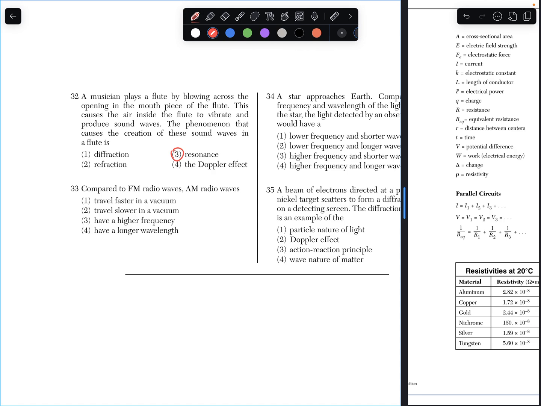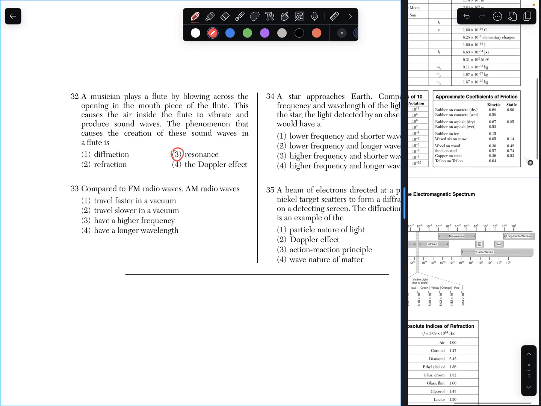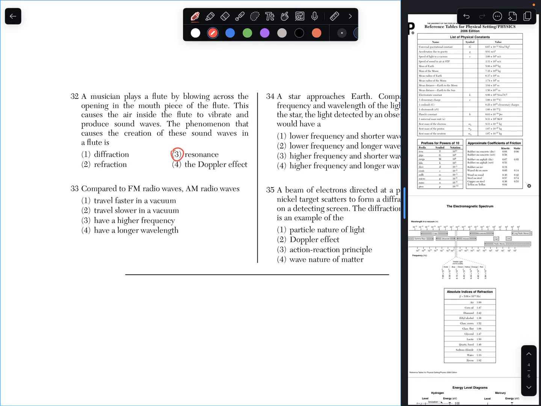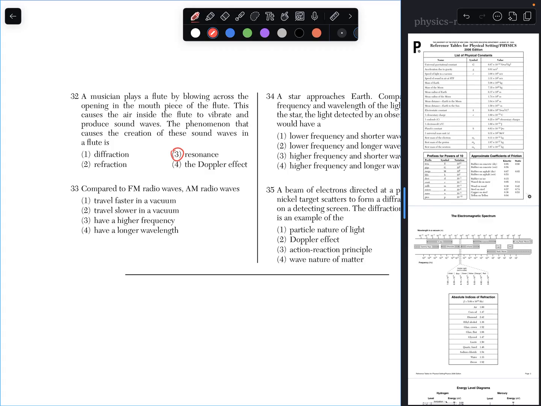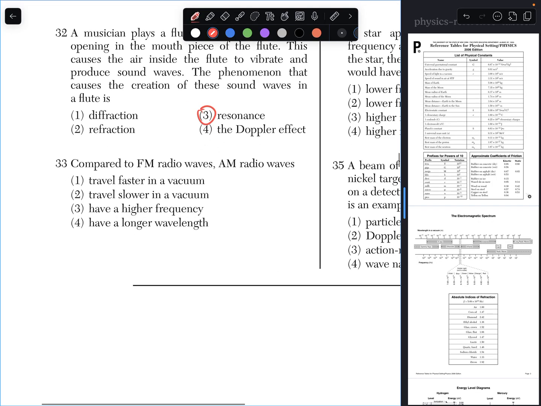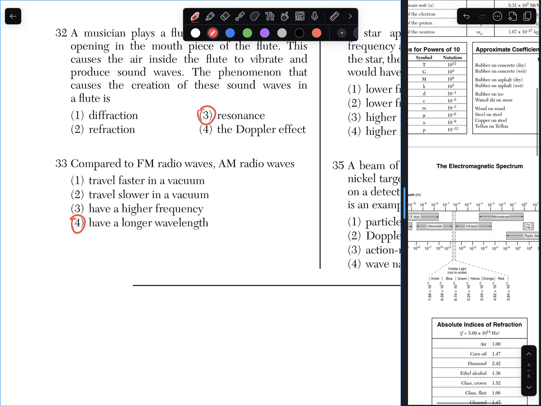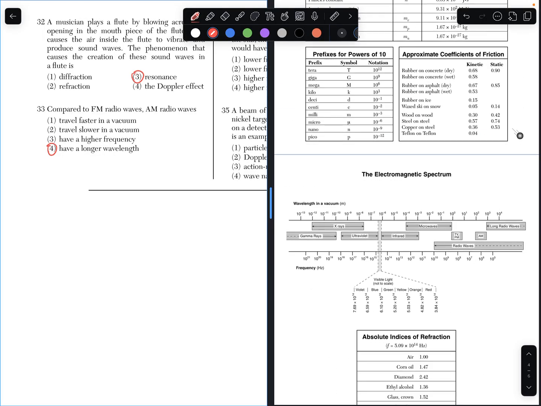Okay, compared to FM radio waves, AM radio waves. So let's look at the chart here. AM has higher wavelength. Okay, well, actually AM has higher wavelength but lower frequency. So AM waves have a longer wavelength. So 33 is choice 4. You just have to look here. Let me move this over a little bit, and you can see that the wavelength scale is on the top and the frequency is down there.